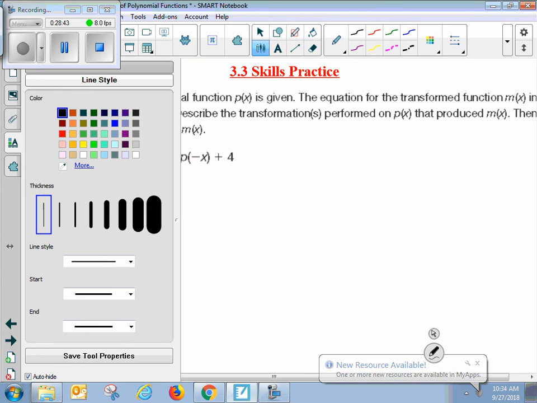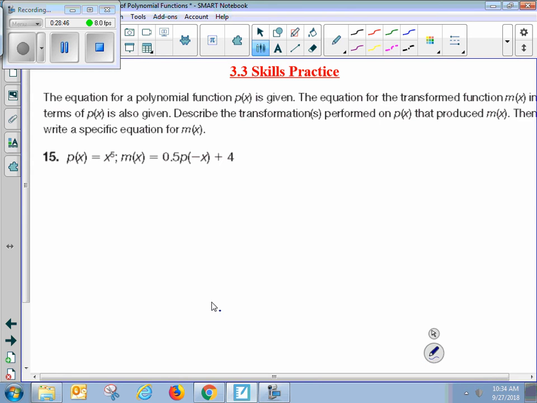So first off, somebody please tell me, what is p of x equal to? x to the 5th. Okay, so we're taking this x to the 5th graph. And tell me the 3 actions you see in m of x equals. What does the 0.5 tell you to do? This is your verbal description. Not divided by 2. Say it. A vertical compression of half, or 0.5. So step 1, vertical compression of 0.5.